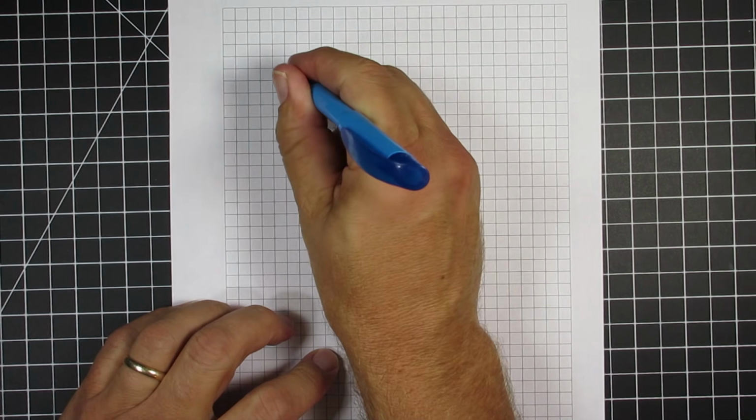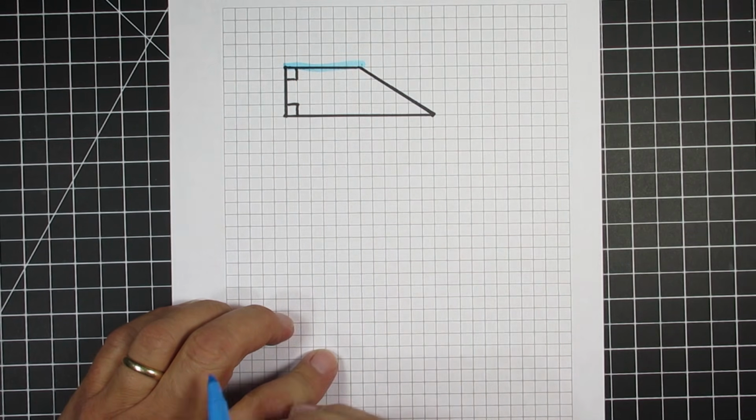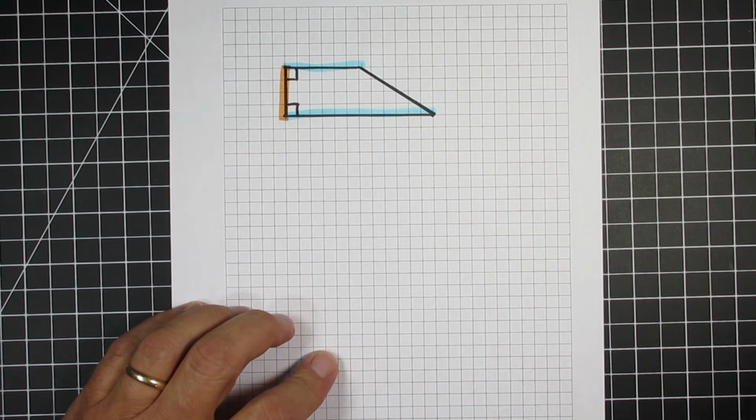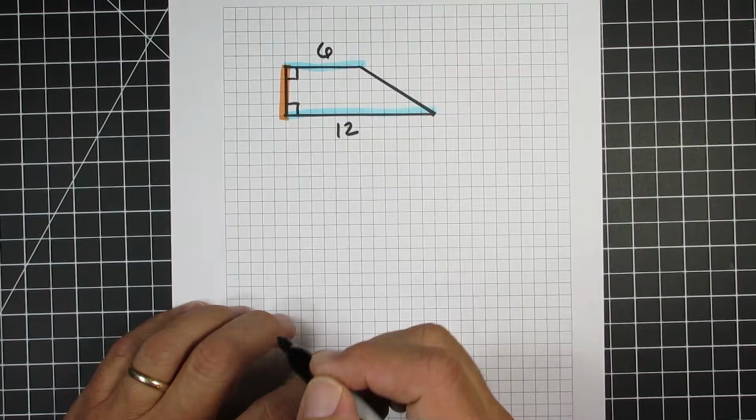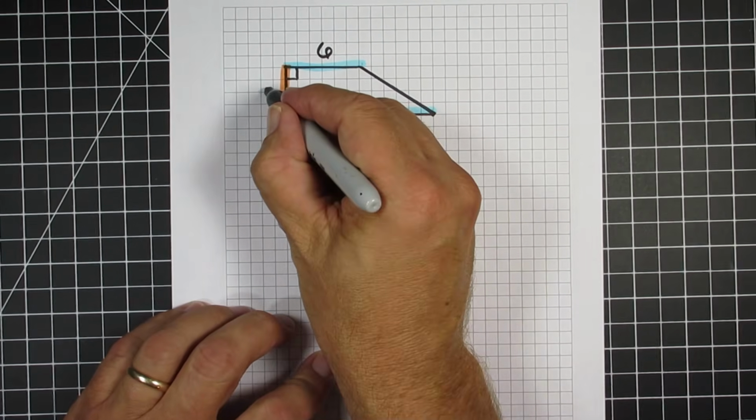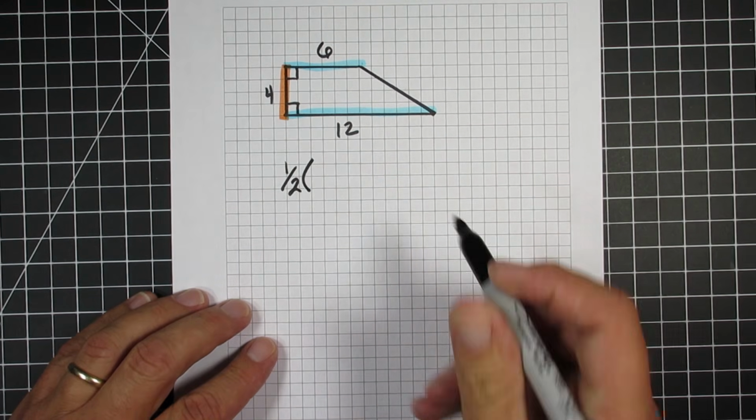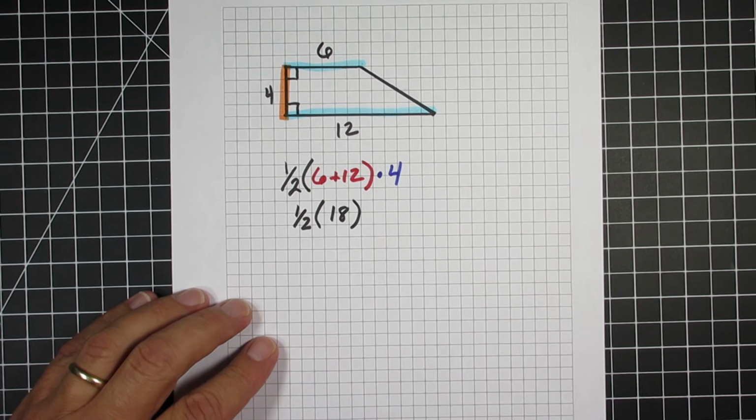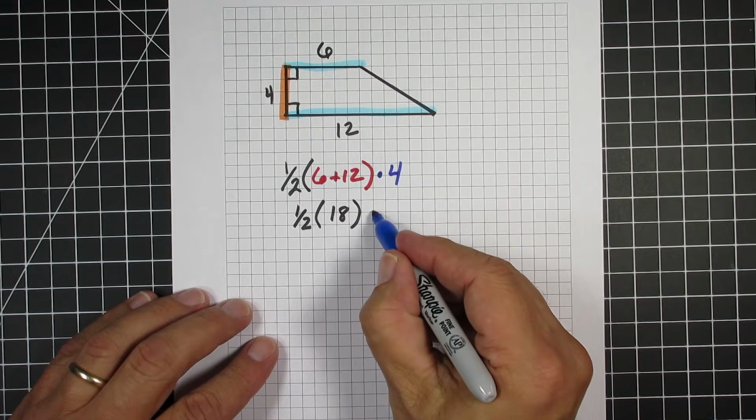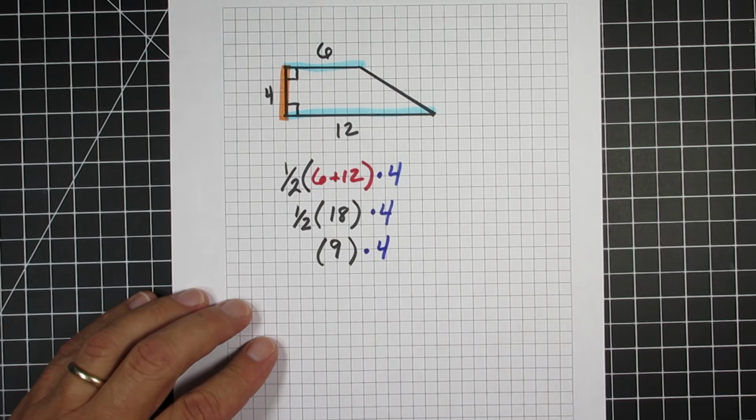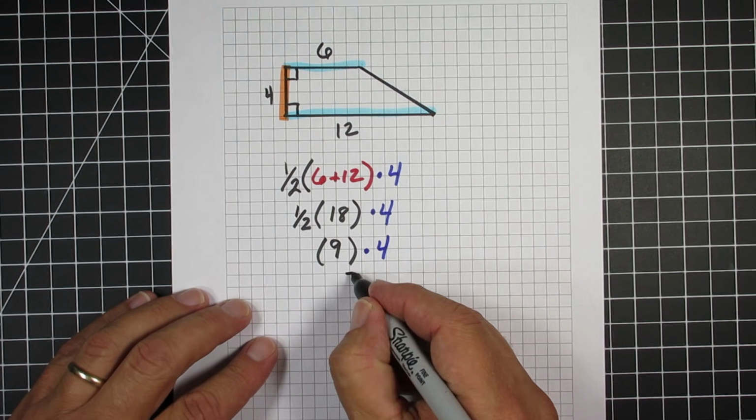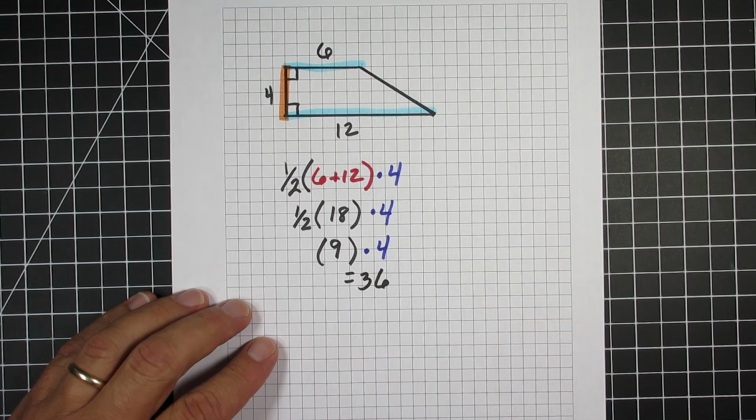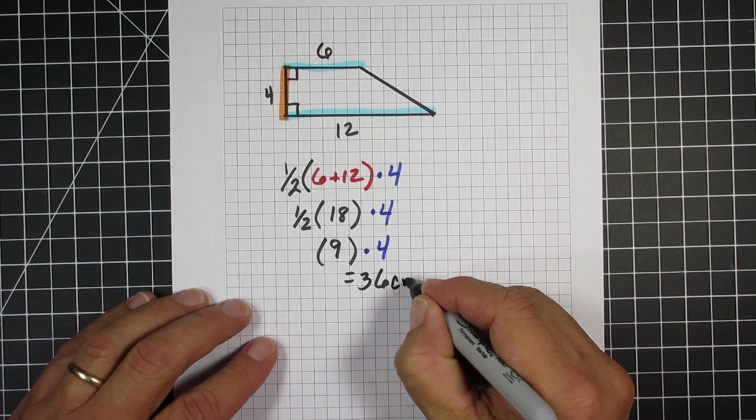Next, we have 3 examples of finding area of a trapezoid. In the first example, we have a base of 6, we have another base of 12, and we have a height of 4. So when we set this up, we have 1/2 times, inside the parentheses is going to be the 6 plus the 12, we'll multiply by the height 4. We get 18 inside the parentheses, 1/2 times 18 is 9, and then 9 times 4 is going to be 36. Now, if we're using centimeters, we would just say that's 36 centimeters squared. If it was feet, it would be feet squared.